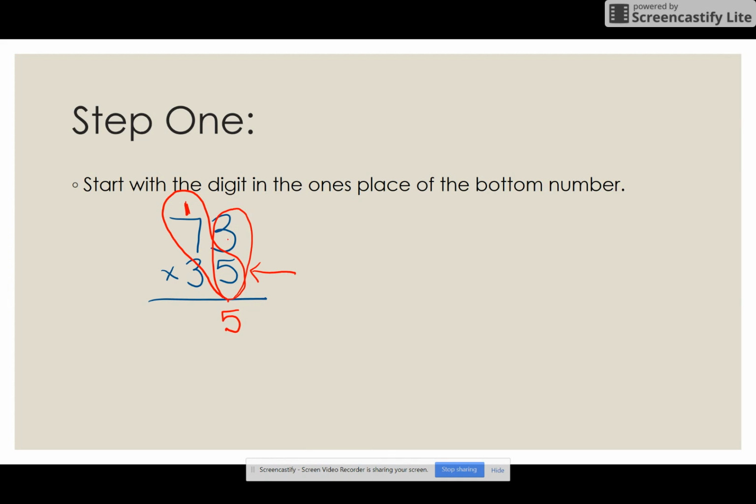Well, I'm going to multiply 5 times 7 like normal, which would be 35. Then I add the 1. I do not multiply by this 1. I add it in. So 5 times 7 again is 35 plus my 1 makes it 36. Put the 6 in the tens place and move my 3 over to the hundreds place.